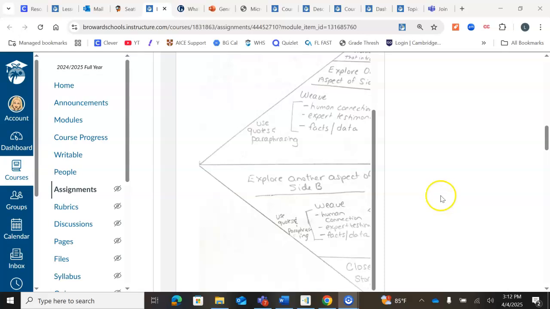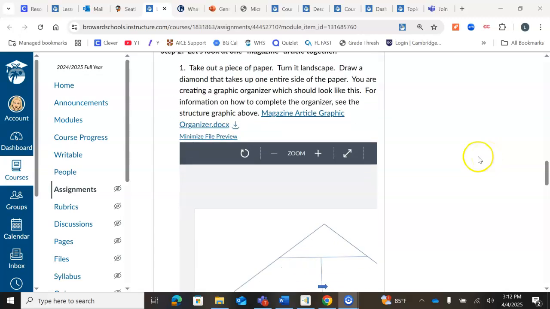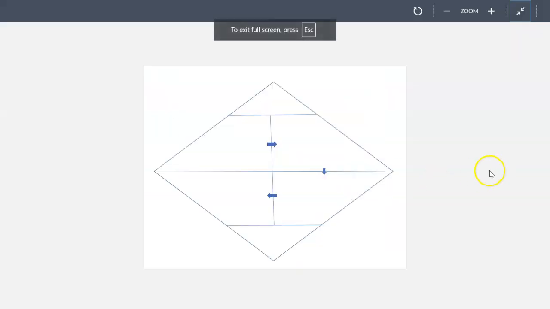I'm still on lesson 35, but I'm going from the diamond that we just looked at to step 2, where I'm going to, on a piece of paper, create my own diamond. You can print this out or you can just create this diamond on your own piece of paper. So pause while you take care of that.